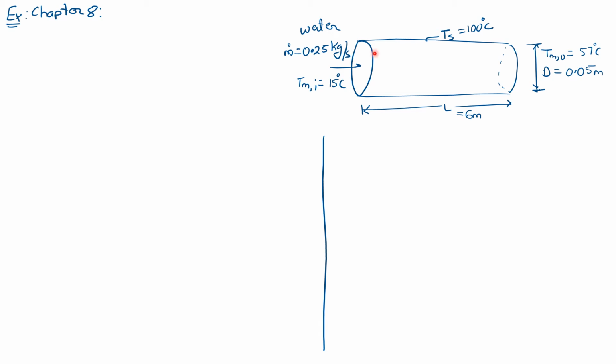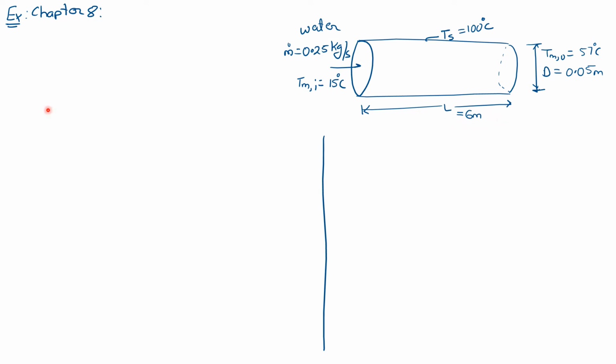Okay, let's look at an example on chapter 8. Let's say we have a mass flow rate flowing through a pipe, and let's say the pipe is at 100 degrees Celsius, and our fluid flowing is water. It's flowing at 0.25 kg/s, and at the inlet, the temperature of water is 15 degrees Celsius, and at the outlet, it leaves at 57 degrees Celsius. And let's say the diameter of this pipe is 0.05 meters and the length is 6 meters.